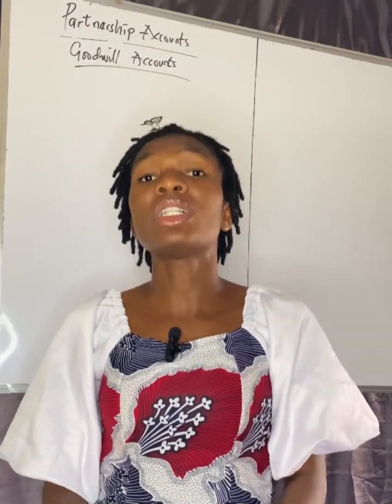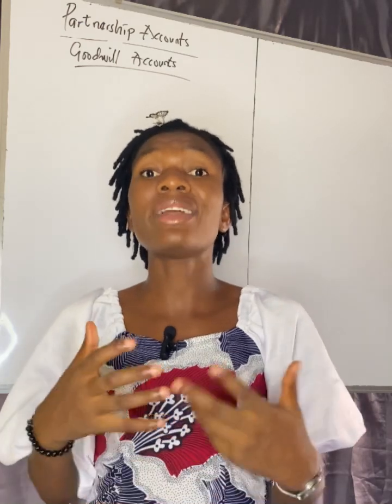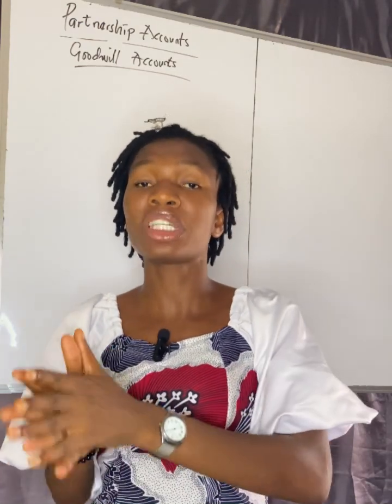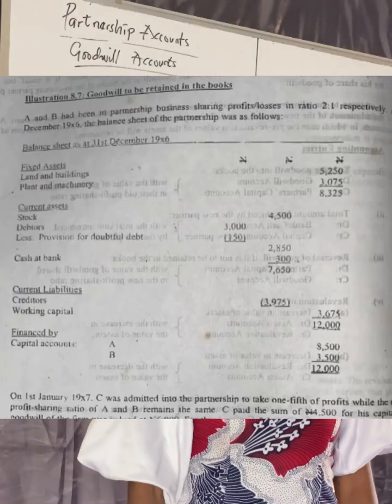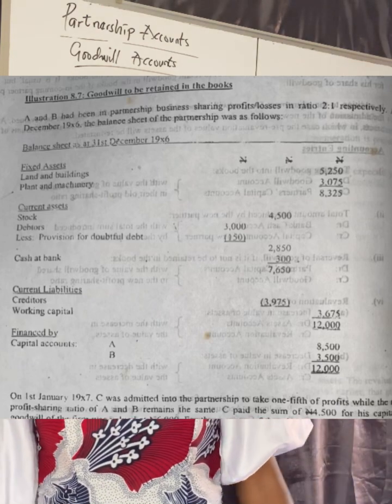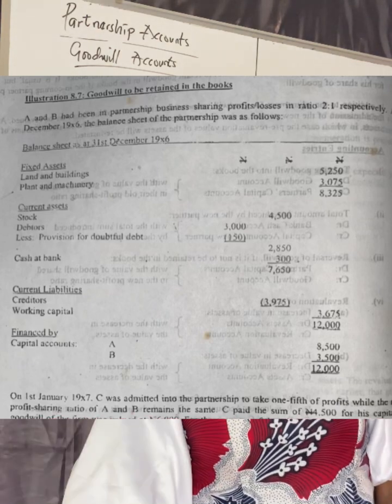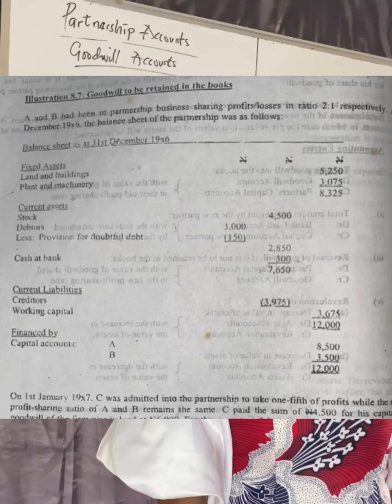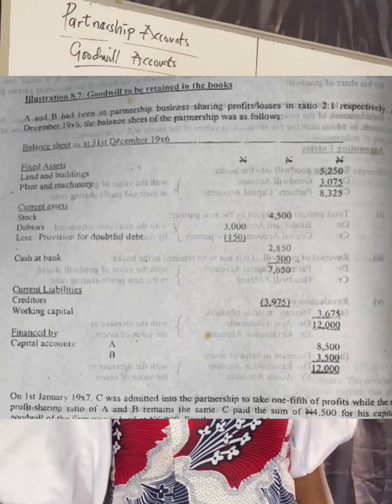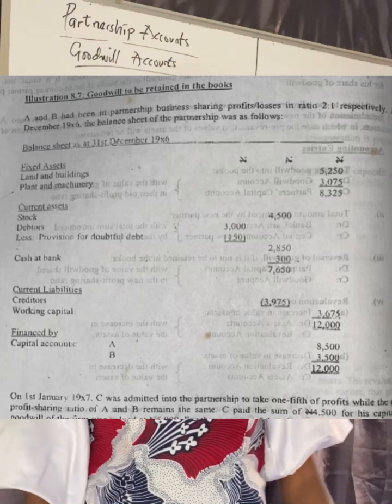All right, now we're going to be using the same illustration, but in this case we're going to be preparing the account for where goodwill is not retained in the books of accounts. Now we have that A and B had been in partnership business, sharing profit and losses in the ratio 2:1 respectively. That is the old profit sharing ratio. And then at 31st December 1996, the balance sheet of the partners were as follows.